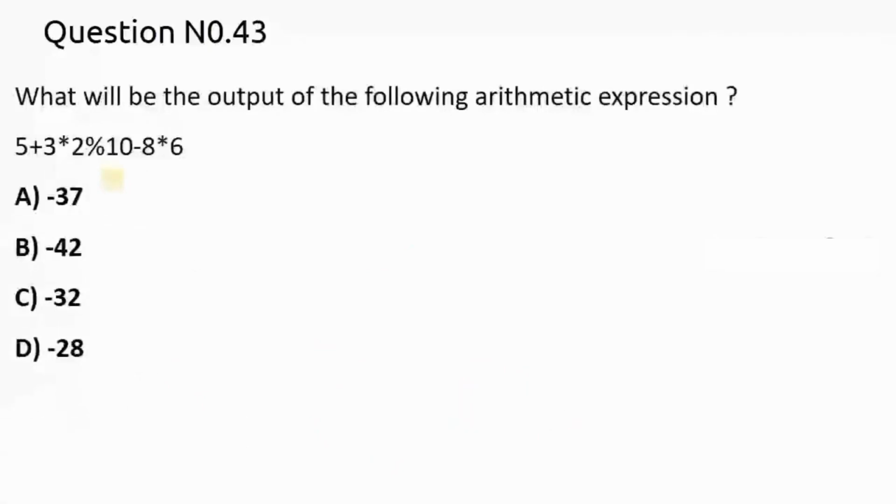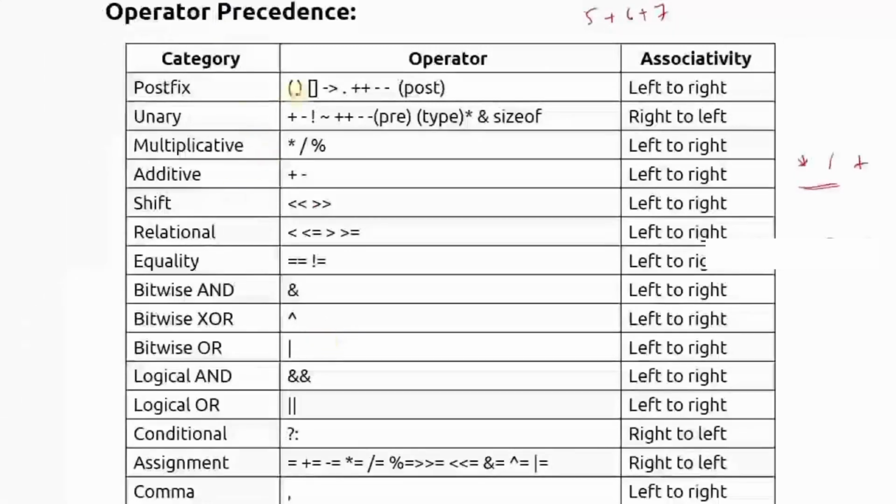So coming to question number 43, what will be the output of the following arithmetic expression? Here we have plus, multiplication, then percentile which gives the remainder, then minus, then multiplication. Anyway we need to follow the operator precedence table. Here multiplication, here percentile, here plus, here minus. Which do you need to do first? Multiplication, you have multiplication 2 times, and percentile. If I have more than one, I need to go left to right. I'll follow this.